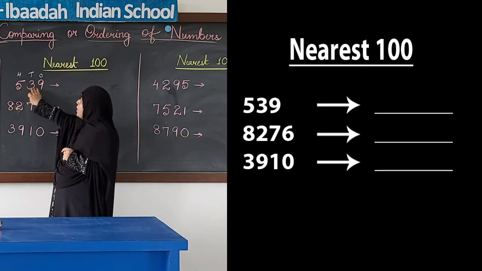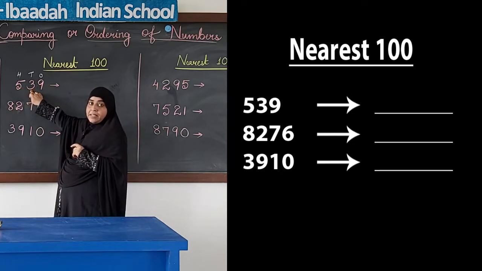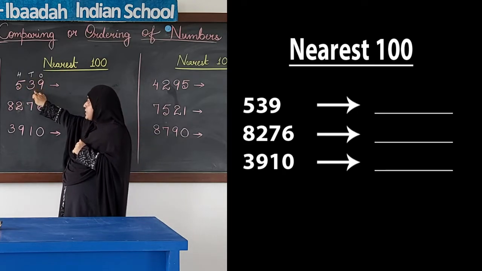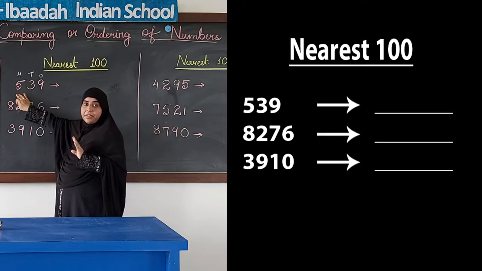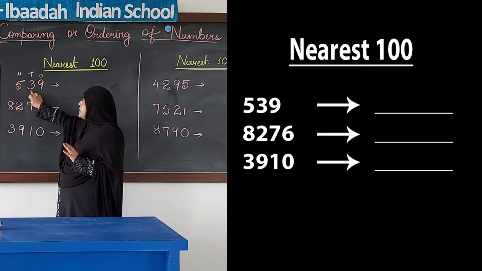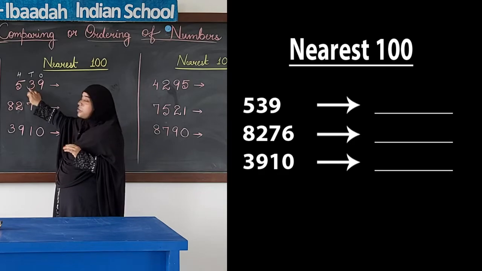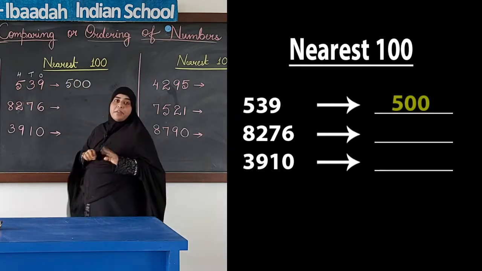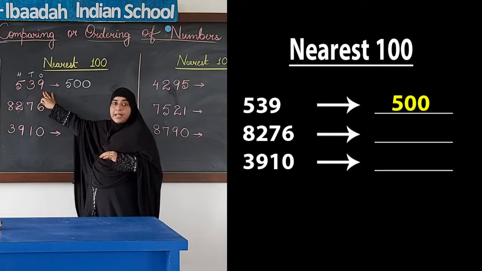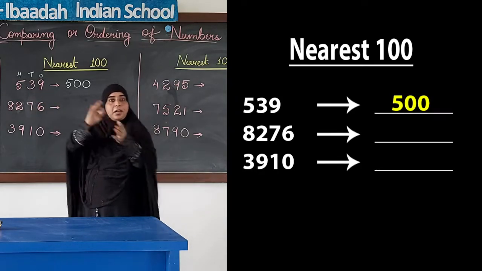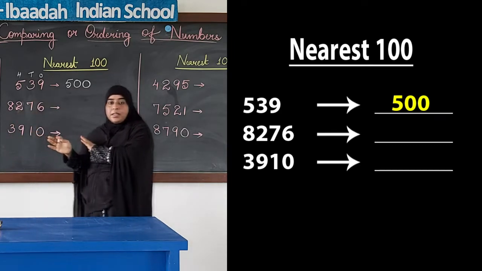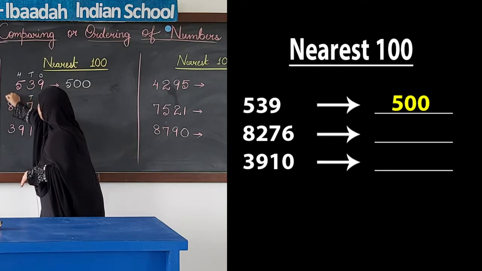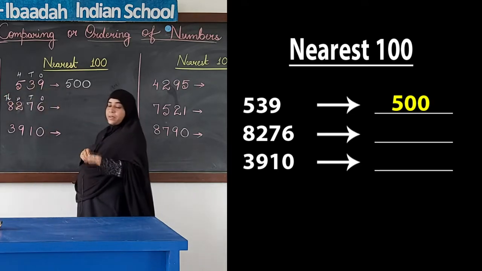Okay. So, if the tens place is 5 or more than 5, then this 5 will change to 6. If it is less than 5, it will remain 500 only. So, here we can say it is less than 5, it is 3. So, the nearest 100 to this number is 500. So, 539 is close to 500 and not to 600. Clear? Now, next again we have ones, tens, hundreds and thousands, a 4 digit number.